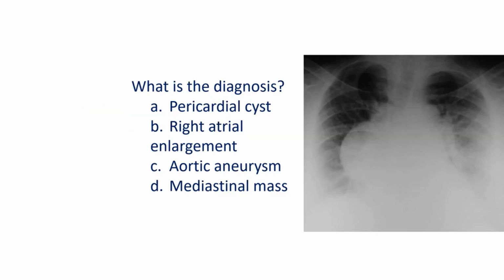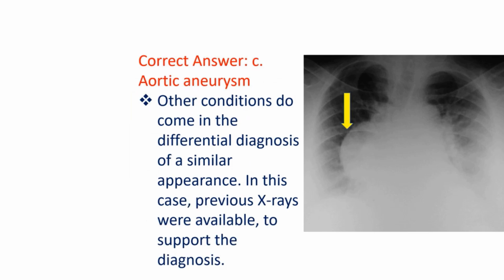What is the diagnosis? A. Pericardial cyst. B. Right atrial enlargement. C. Aortic aneurysm. D. Mediastinal mass. Correct answer C. Aortic aneurysm.